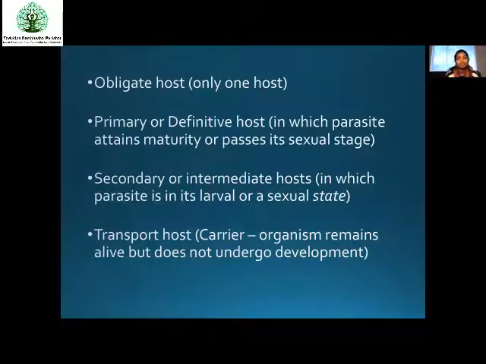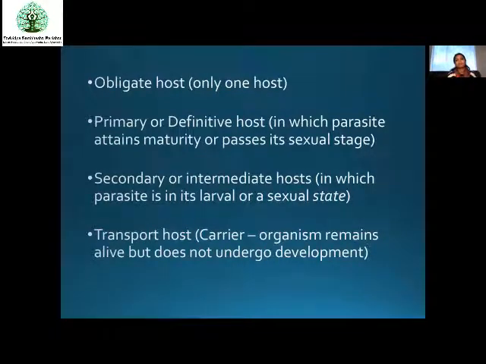So like that there are different variations. A transport host is like a bus or a vehicle wherein no change occurs inside that body, it only transmits the agent from the primary to secondary host or secondary to primary. So these are the various types of hosts. We understand these better when we are studying the diseases.